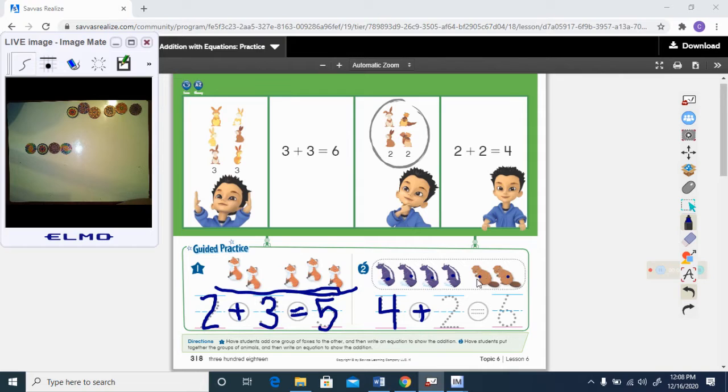There are 2 beavers. We write our number 2, and we bring down 2 counters for this group. We have to have our equal sign for our equation. 4 plus 2 equals 4, count with me. 5, 6. 4 plus 2 equals 6. That is our math equation. Make sure you have this written because I'm going to erase it.